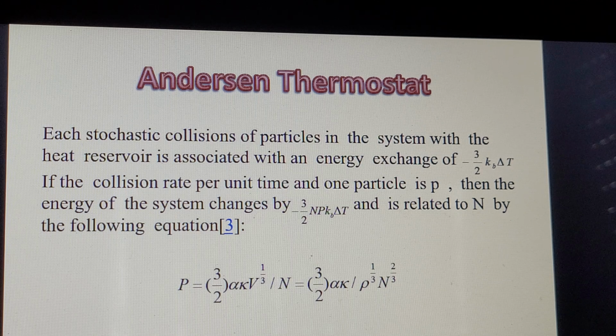I have to check this formula again. So let's move on, and I will return to this formula again.